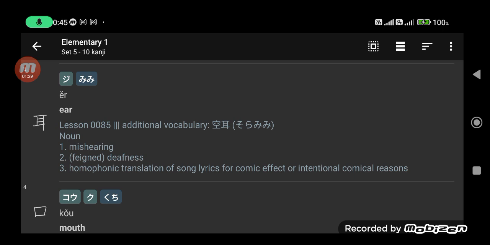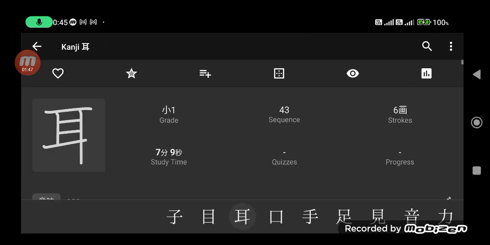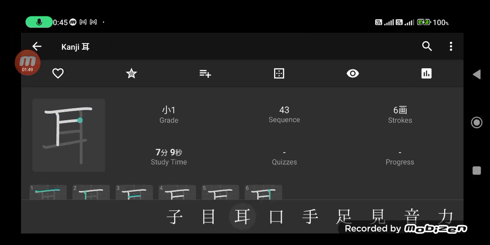So our kanji for today is this kanji right here. Last time, lesson 83, we discussed the human eye. But for today, we will discuss the human ear. Ear. Yeah, the one that we use for the sense of hearing. It's ear.